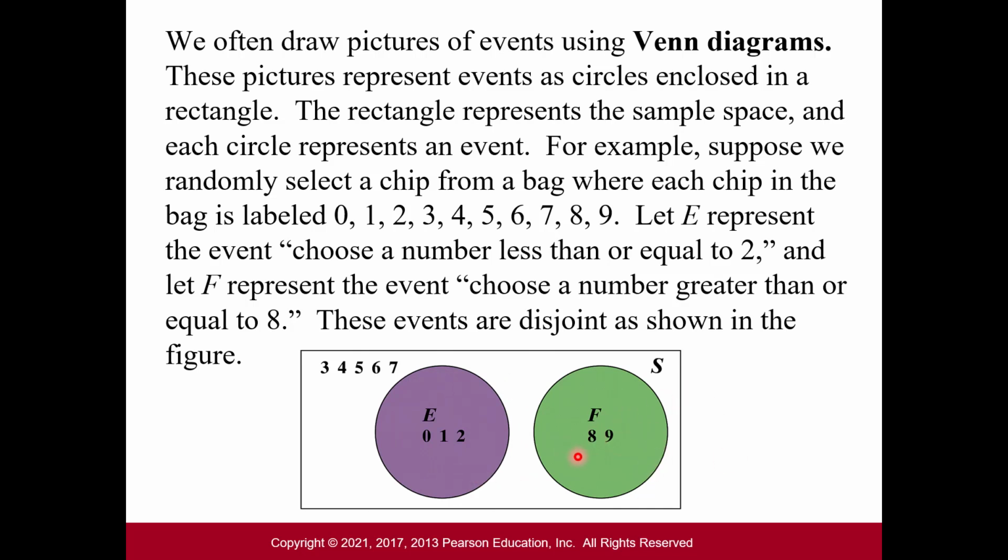You can tell visually, and also just by knowing our outcomes in the bag. Choosing a number less than or equal to 2 has no common outcomes with numbers greater than or equal to 8. The numbers that don't fit into either of these events are still represented in the rectangle for our sample space.